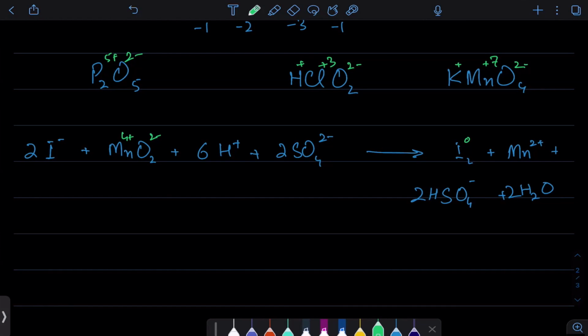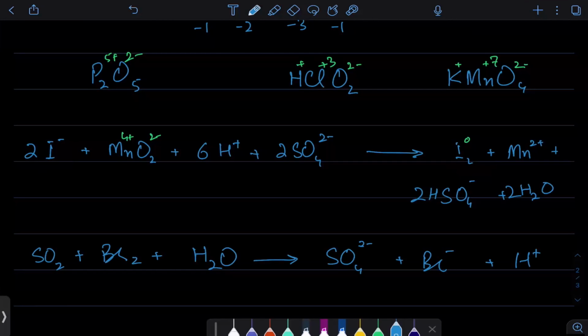Of course, you can track how this is done because iodide has lost electrons and Mn has gained those 2 electrons. And that's how we know what's happening. Okay, let's try one more. Really easy. Try to figure out the oxidizing agent. Bromine. It is bromine.